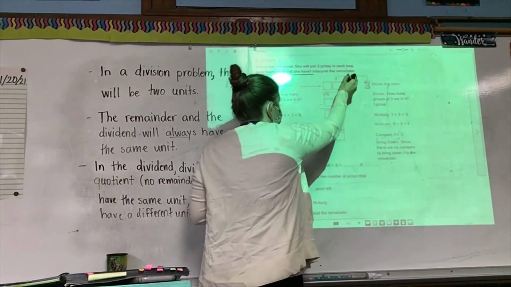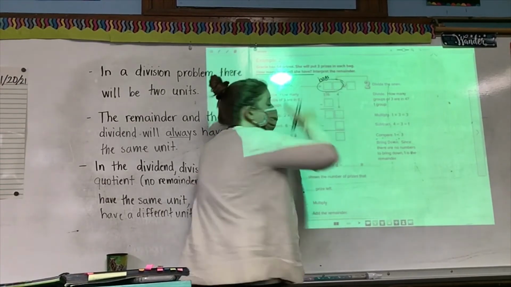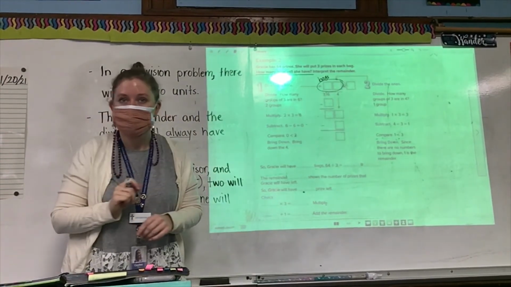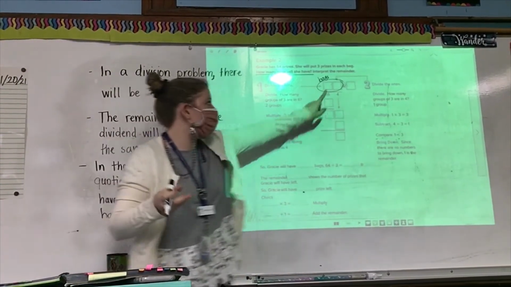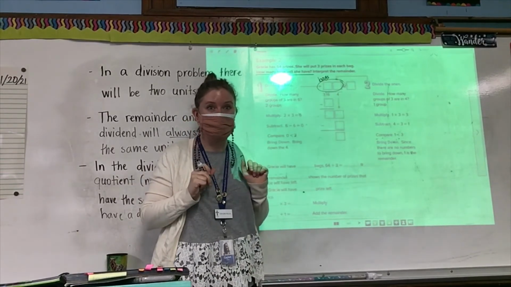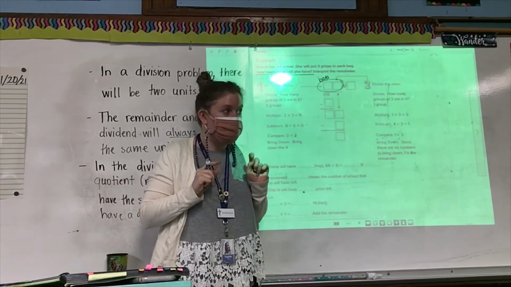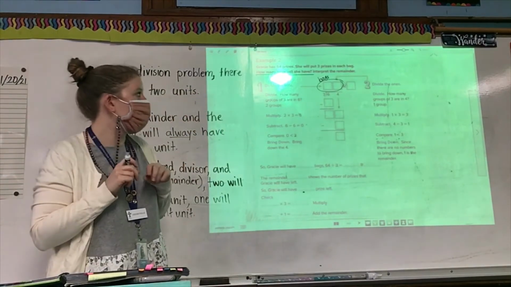Do I circle the remainder too? No, because we know it means something different. So I know the quotient without the remainder will be bags because the answer unit is my answer. The main part of my answer will always be the quotient without the remainder. That's the main part. Sometimes the remainder will count, sometimes it won't. Okay.